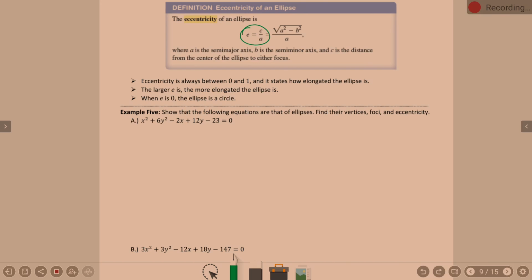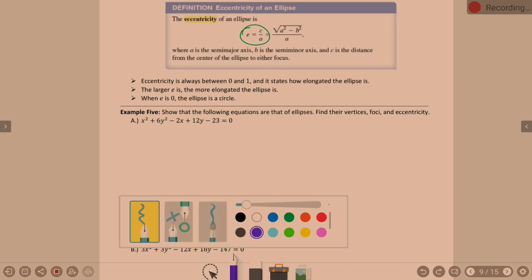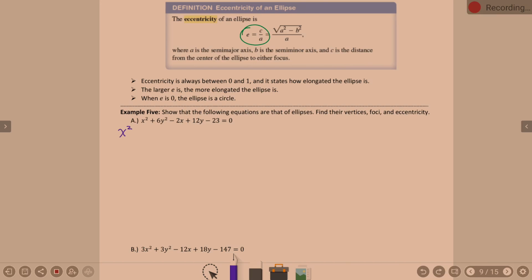I've got to speed up my process, or we're not going to get done. We want our x's together, then our y's together, and any plain numbers move to the right. So I'm going to write this out as x squared minus 2x. Plus, and I'm going to have my y's, 6y squared plus 12y. And then, what's moving to the other side? We're going to add the 23 to the other side. So what I've done is I'm grouping x's, then y's, then just constants.